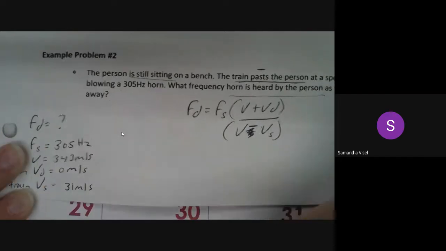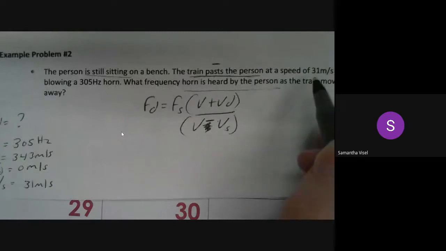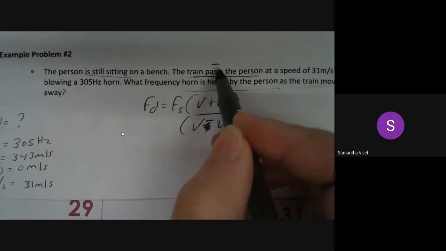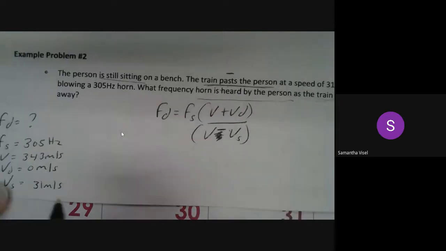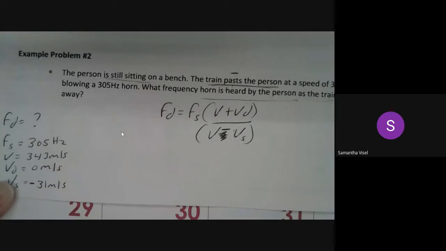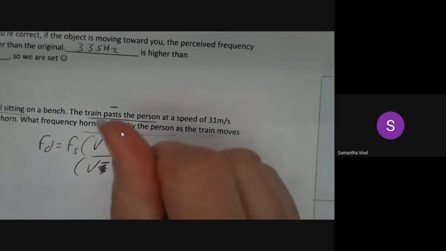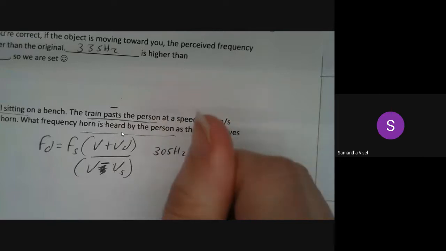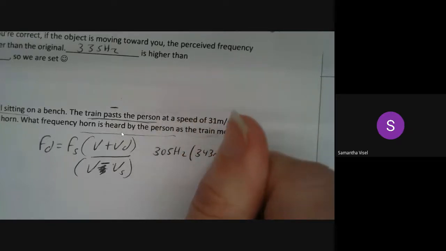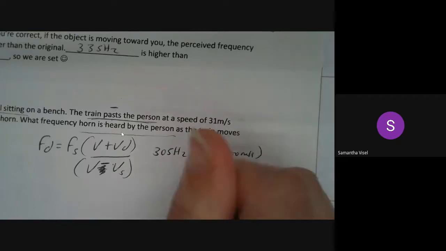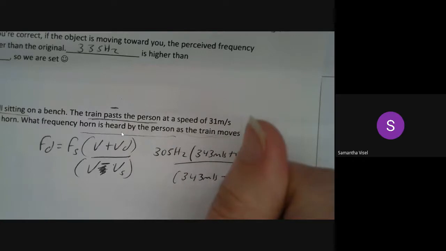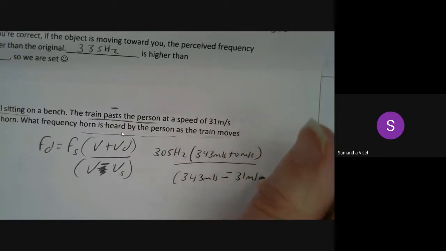I mentioned before we started this problem that we have their speed here, but they're going past the person. So they're leaving the person, heading away. This is going to be a negative velocity. I'm going to use it as a negative number when I put in my formula here. So 305 hertz times 343 plus 0, over 343 minus a negative 31 meters per second.